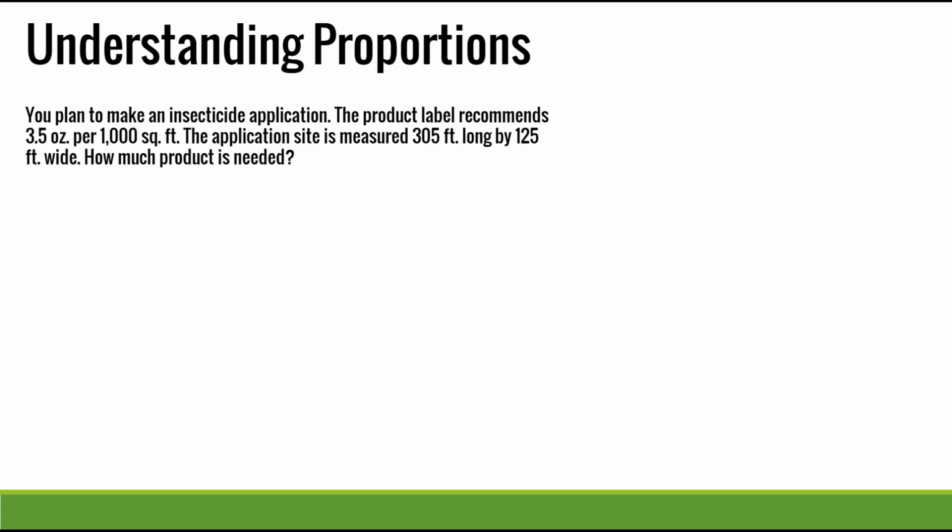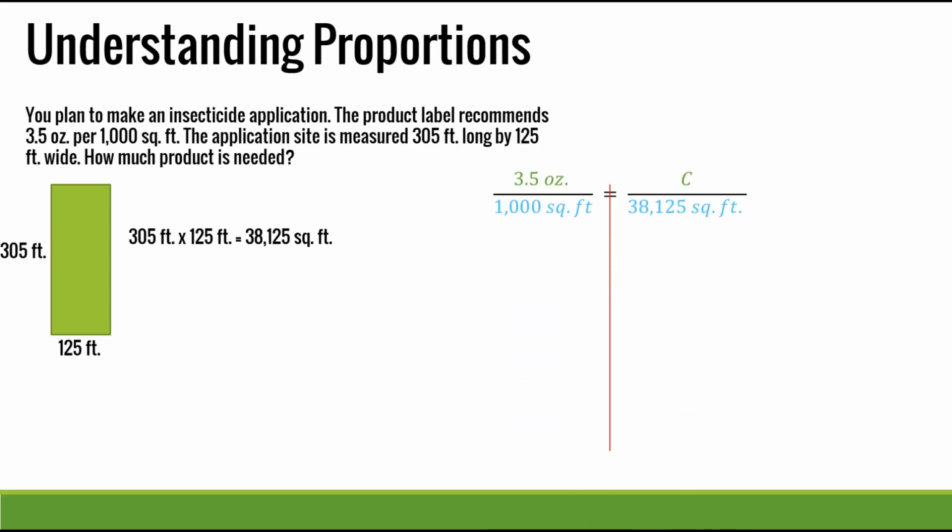Let's go ahead and take another example here. You plan to make an insecticide application. The product label recommends 3.5 ounces per 1,000 square feet. The application site is measured by 305 feet long by 125 feet wide. How much product is needed? First, I like to sketch out the treatment area size. We have the length being 305 feet and the width being 125 feet. With that, we can calculate the treatment area size. 305 multiplied by 125 gives us 38,125 square feet.